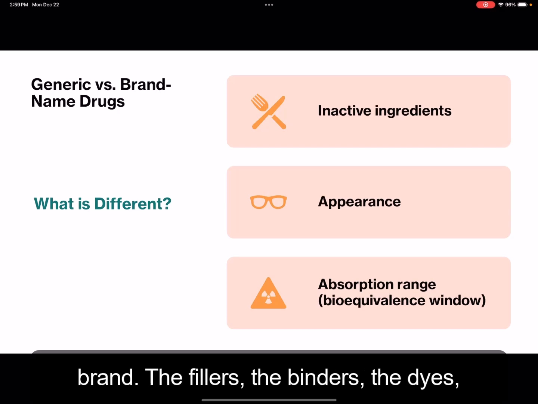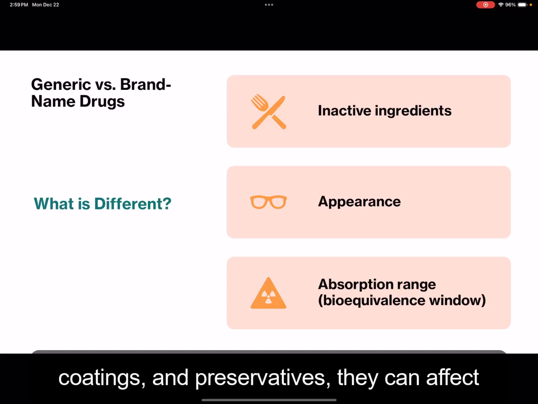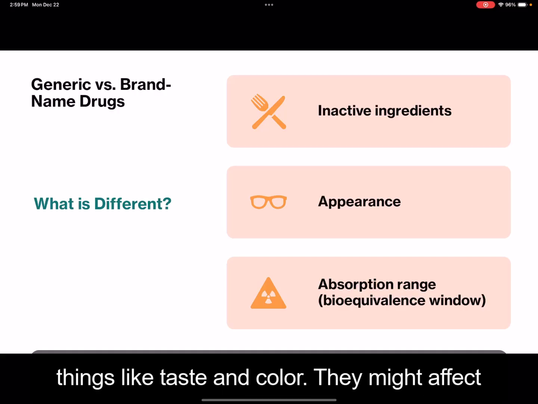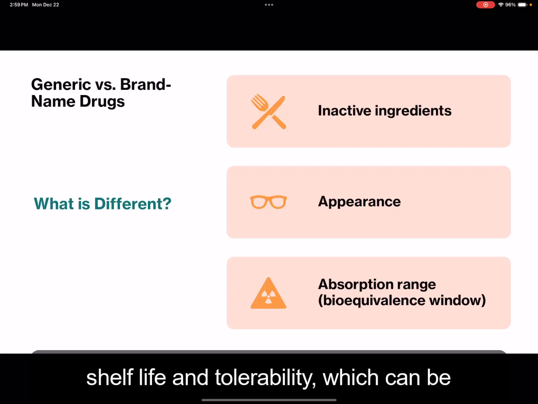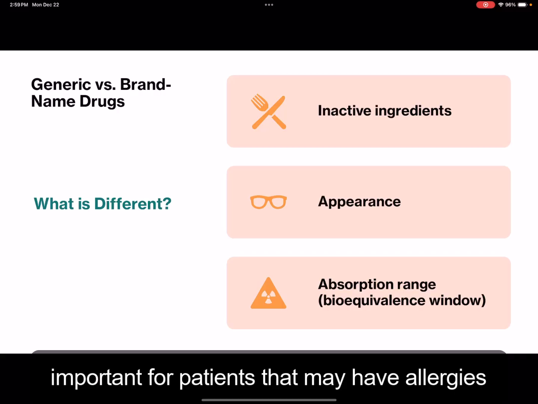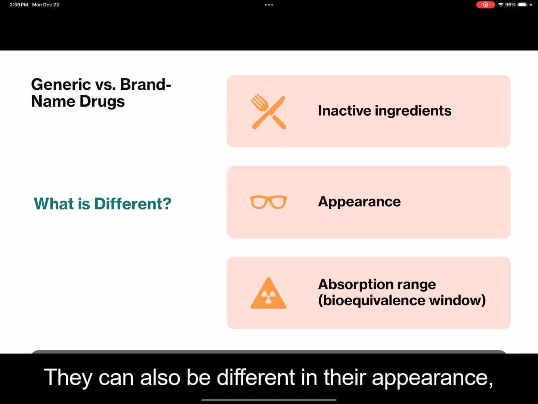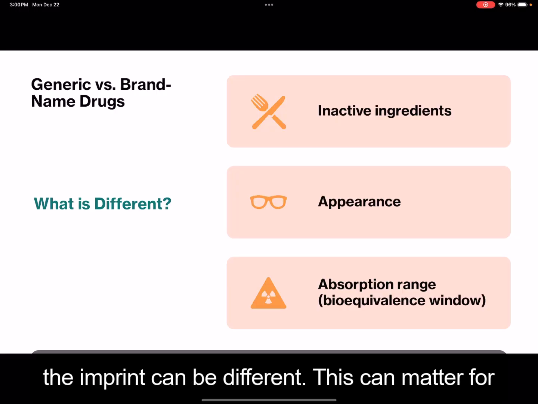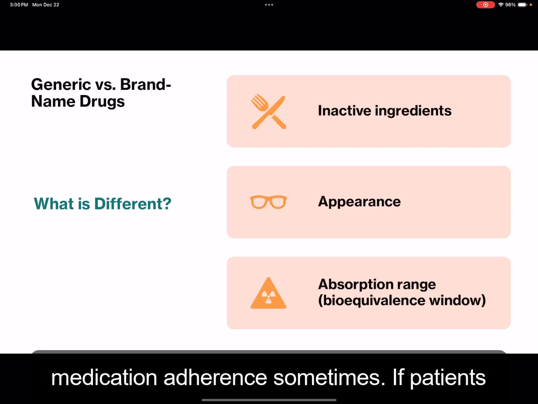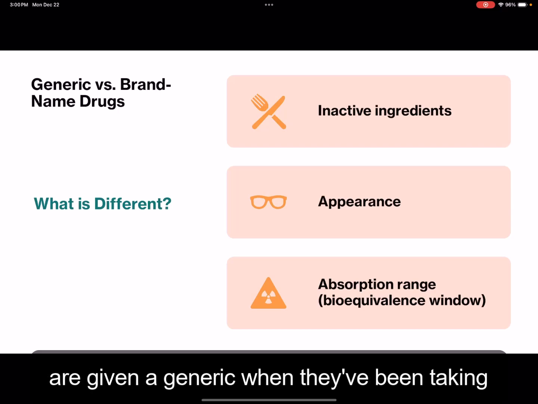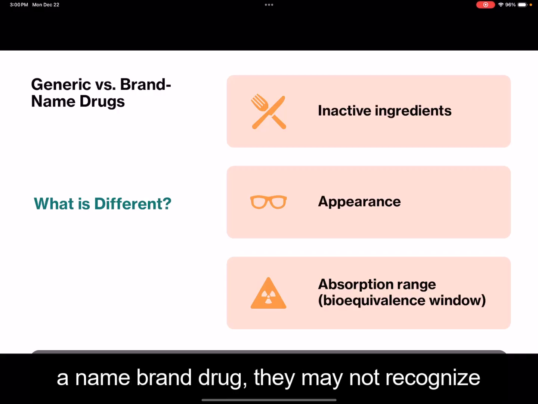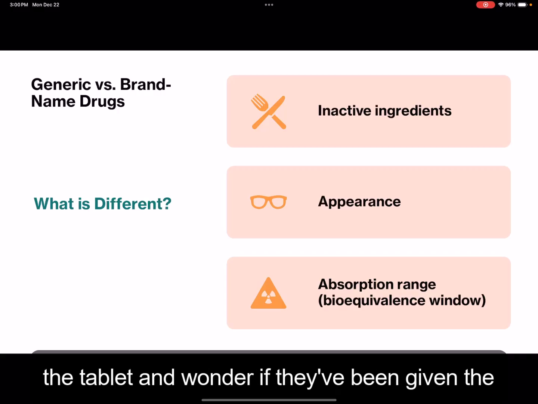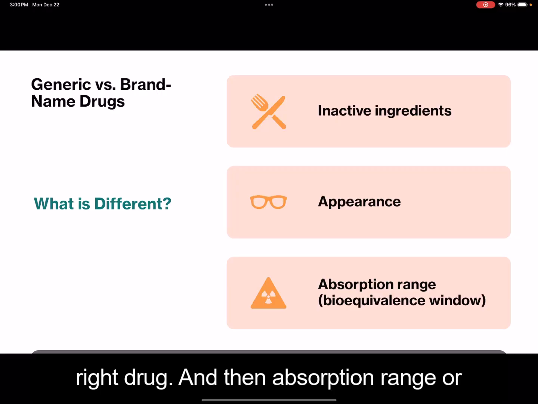The fillers, the binders, the dyes, coatings, and preservatives can affect things like taste and color. They might affect shelf life and tolerability, which can be important for patients that may have allergies or sensitivities. They can also be different in their appearance, the size, the shape, the color of the tablets, or the imprint can be different. This can matter for medication adherence sometimes. If patients are given a generic when they've been taking a name brand drug, they may not recognize the tablet and wonder if they've been given the right drug.